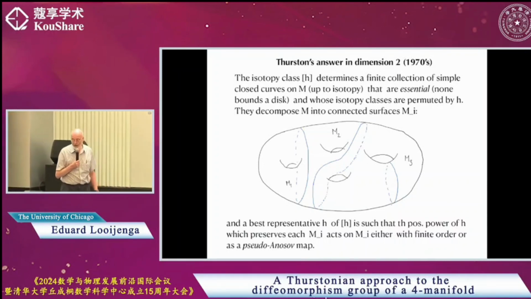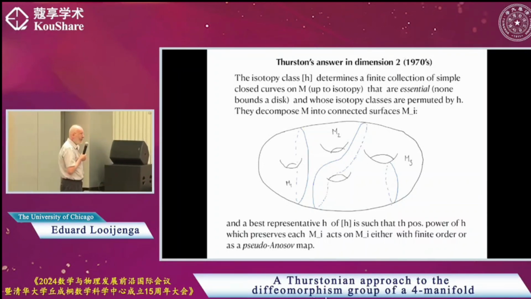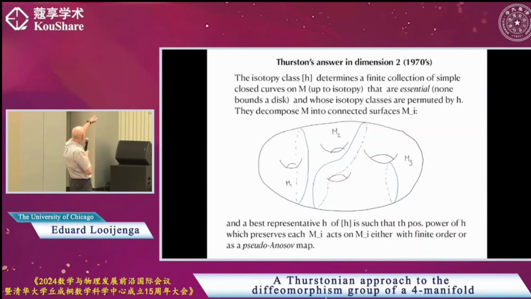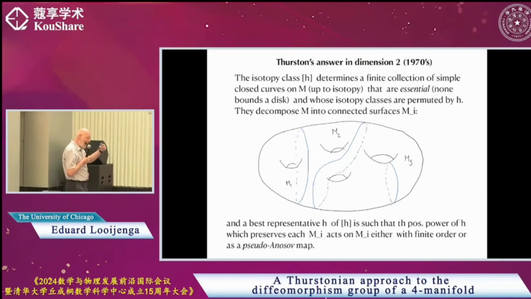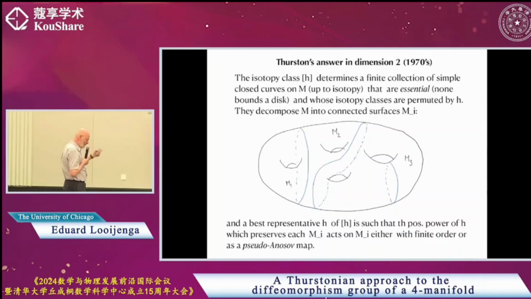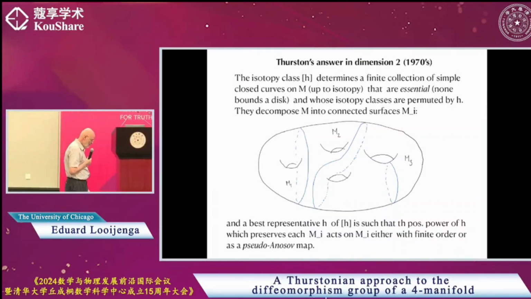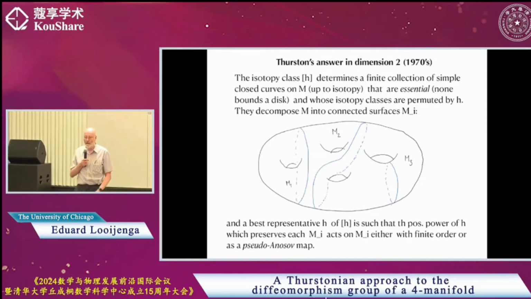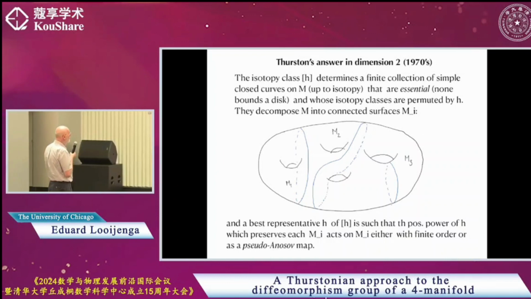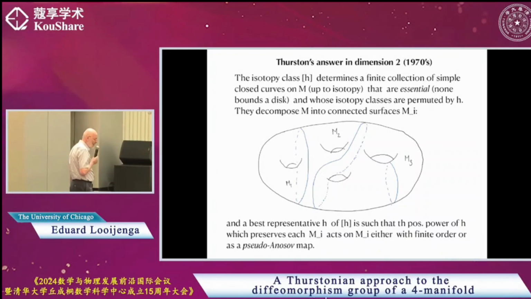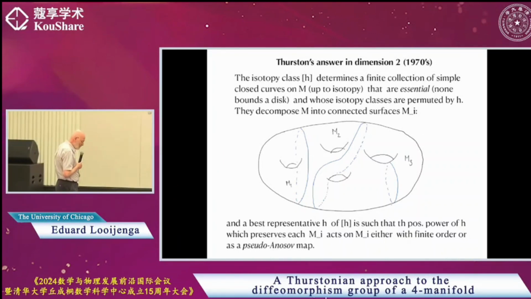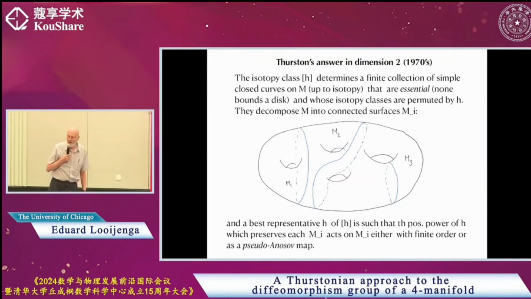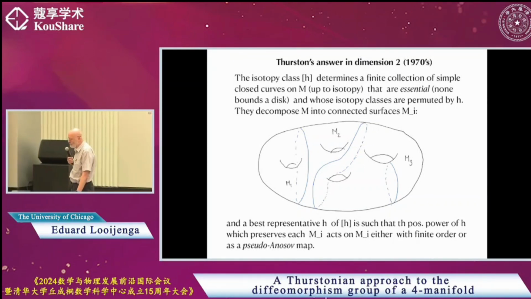And then, of course, automatically some power of that diffeomorphism will preserve each connected component. So the M1, M2, and M3 in this case, and that power will act on that piece in a very simple manner. Either it will be the identity, I'm referring to a power of the diffeo, not the thing itself, or it will act on it in the most complicated way, namely as a pseudo-Anosov diffeo.